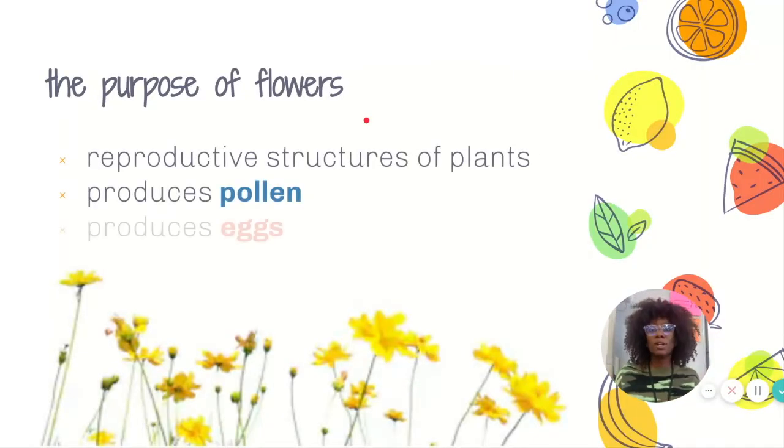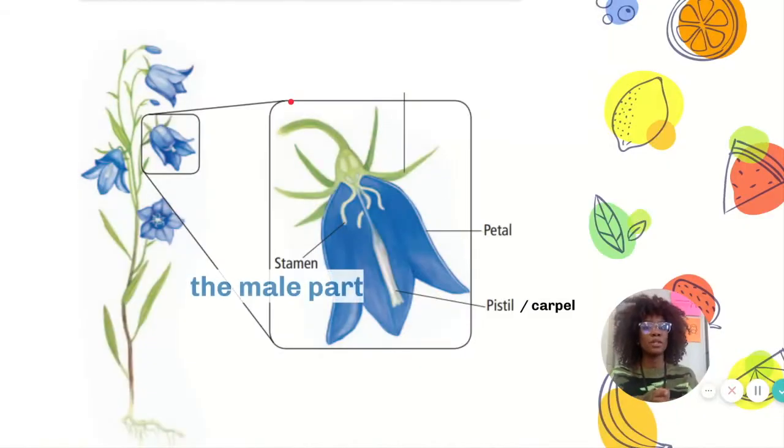And the purpose of flowers. Flowers are the reproductive structures of plants. They produce both pollen, which is essentially the plant version of sperm. Pollen contains plant sperm, and eggs. So it produces both, okay? Flowers produce both parts. I'm going to talk about that more in depth, okay?